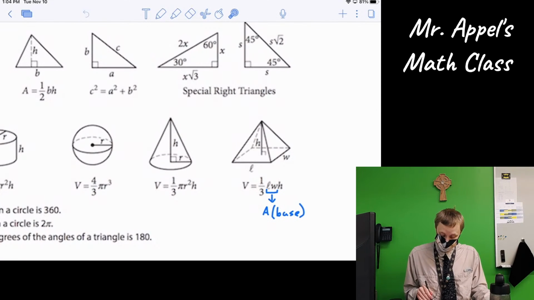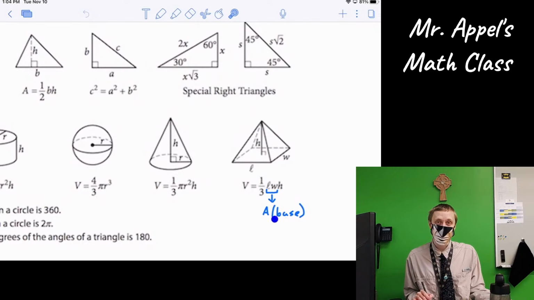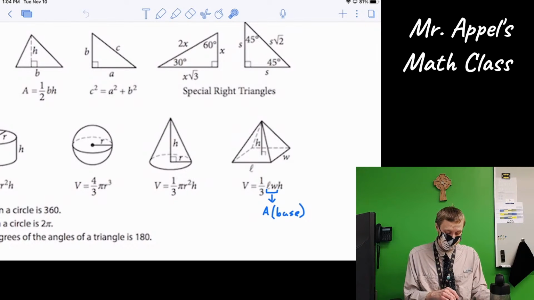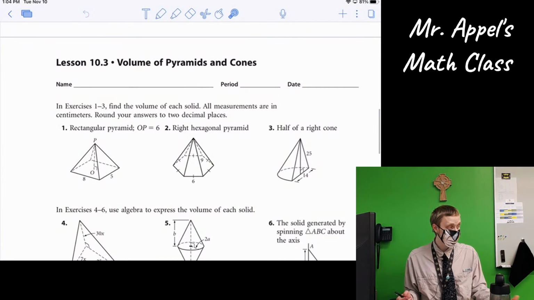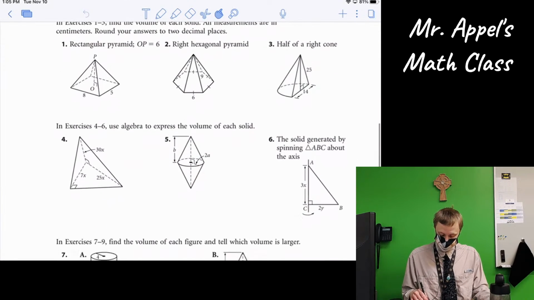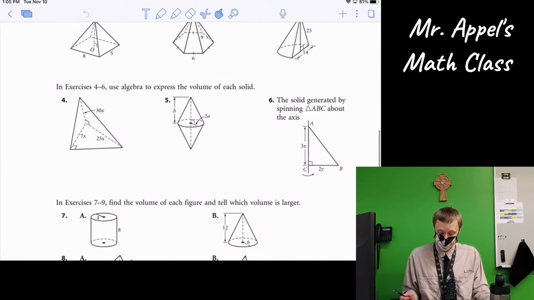Keep that in mind. So when you get to something that's not a square base, figure out how you find the area of the base, and then you're still just multiplying by height, and then put on a 1/3 for the pyramid and cone. Leave that off for prisms and cylinders. That'll take you through the rest of these questions.